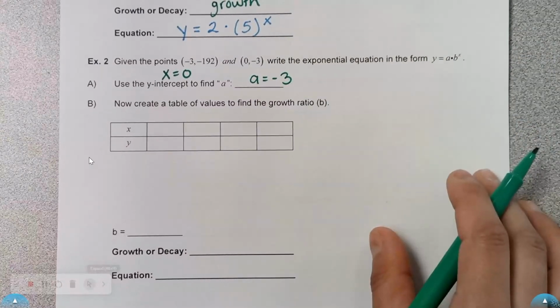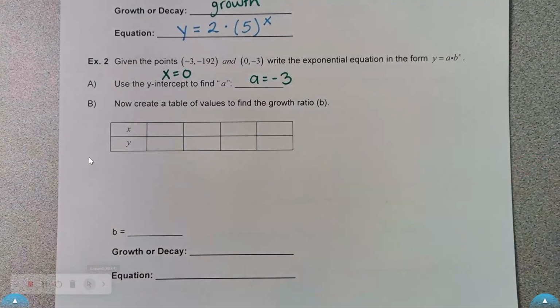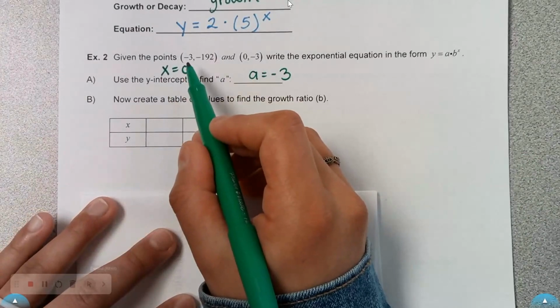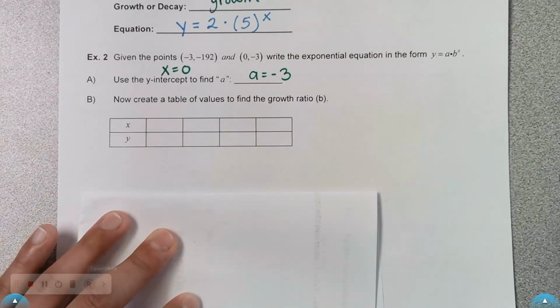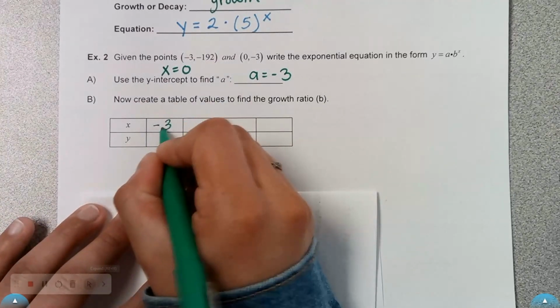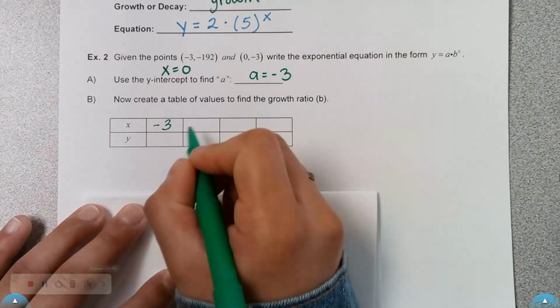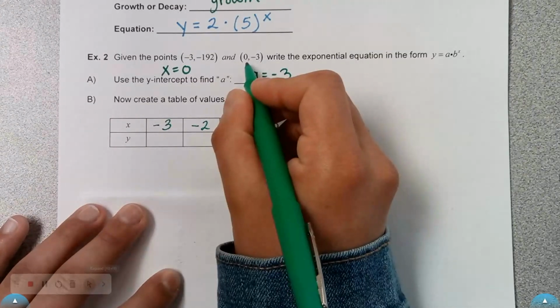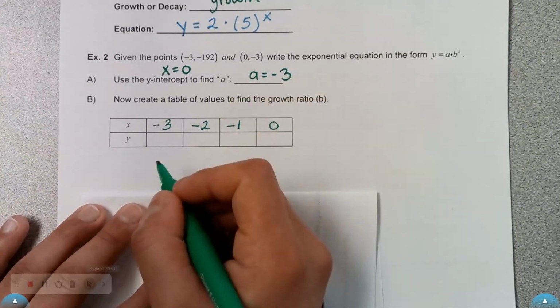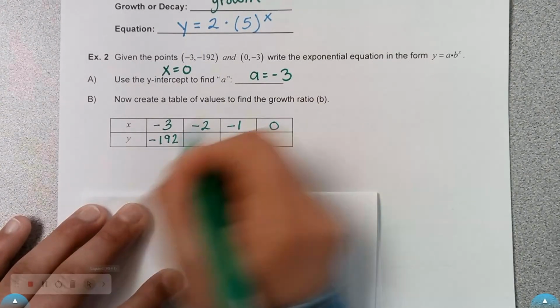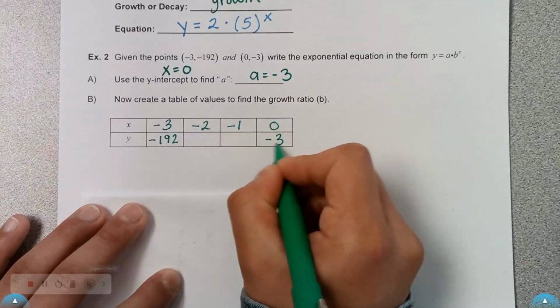Then the points that I am given, I'm going to write in my table, and make sure that you put them in order. So think of a number line from left to right. So I look at my x's, negative 3 is smaller than 0. So the negative 3 has to come first. And then I go in order. So the negative 2, negative 1, and then 0, because that's where my other point is. And so I have negative 192, and I have negative 3.